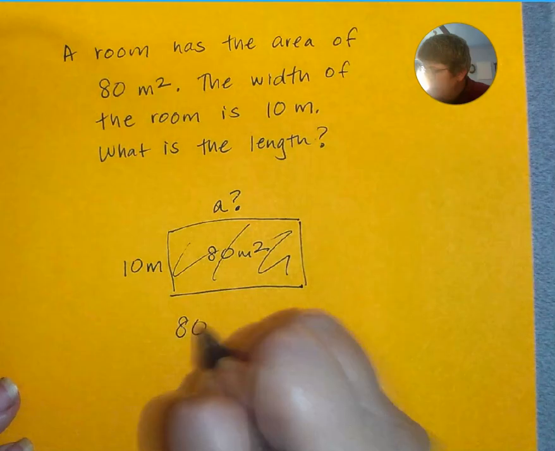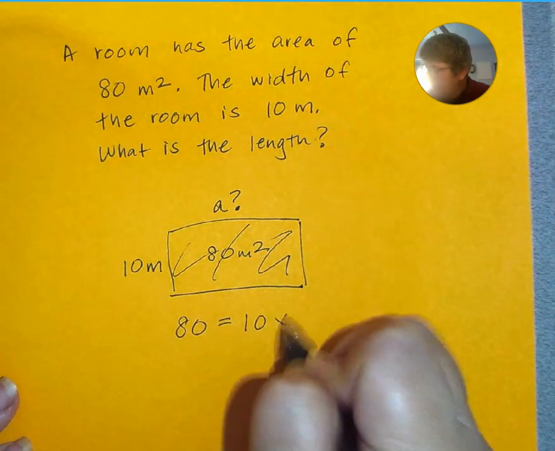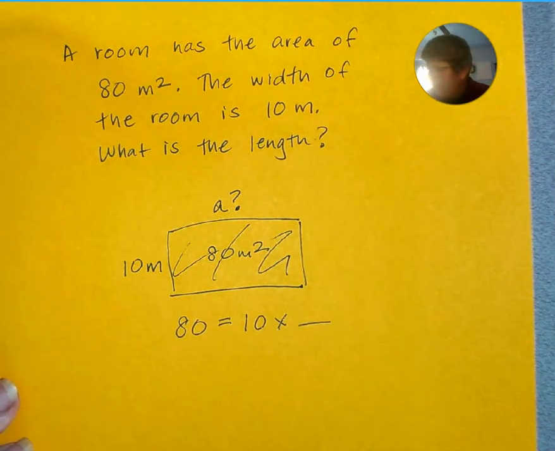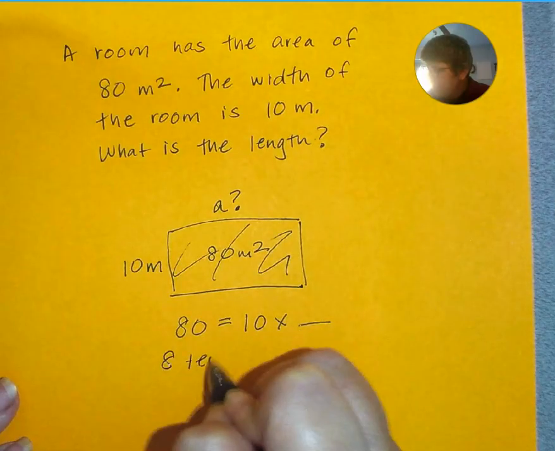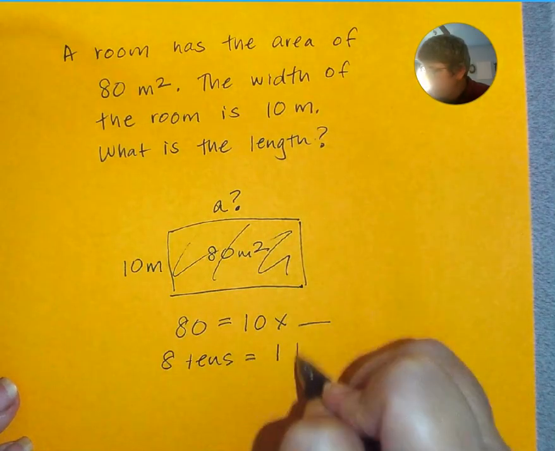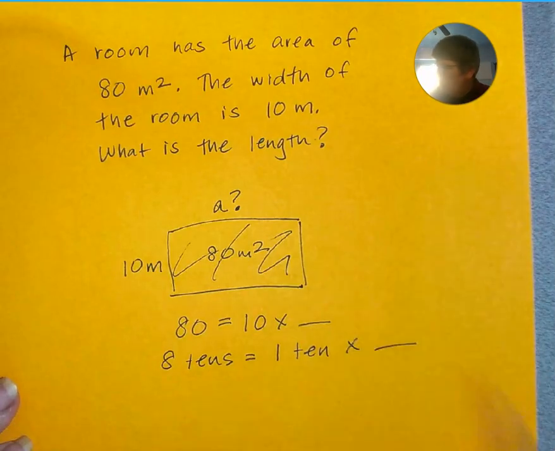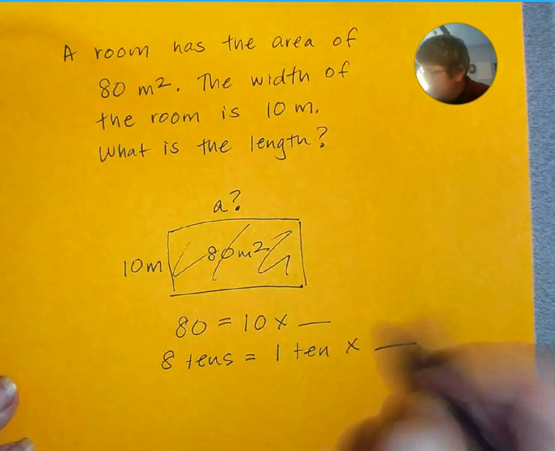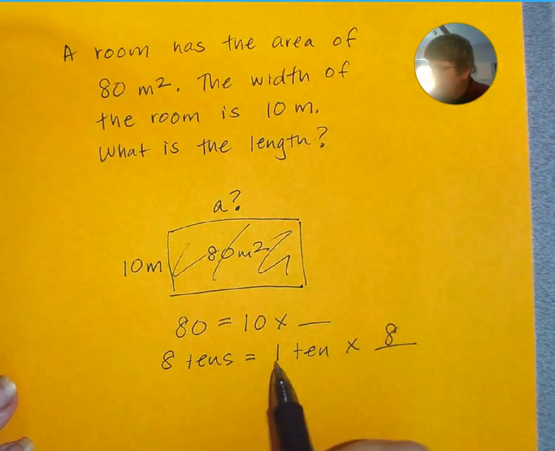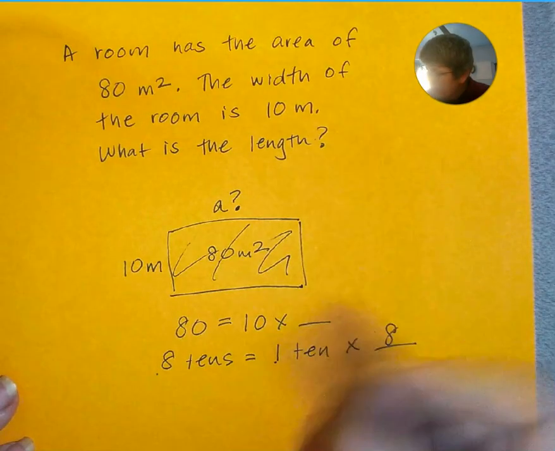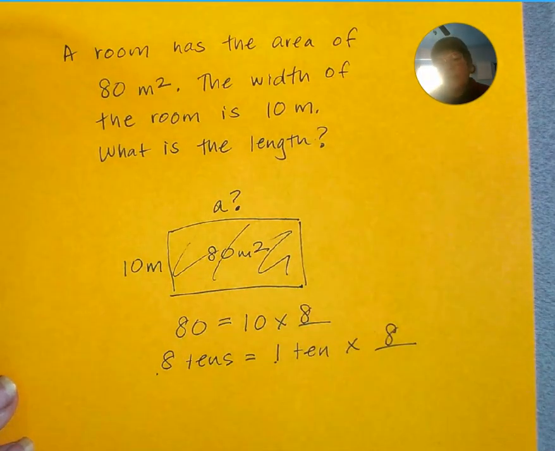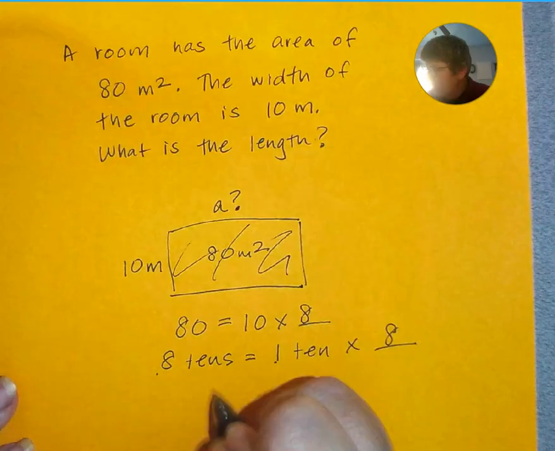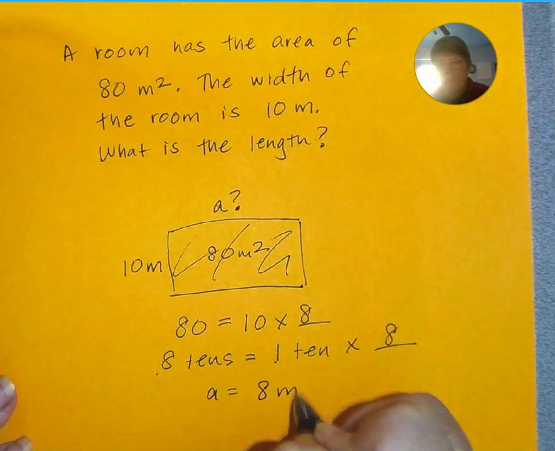80 equals 10 times blank. 8 tens is equal to 10 times blank. What times 10 is equal to 80? 8 times 1 is equal to 8. So 8 times 10 is equal to 80. So A is equal to 8 meters.